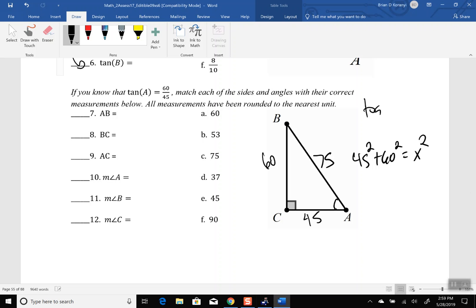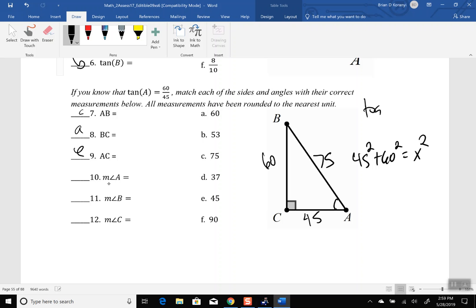And so I can figure all these things out. I might have needed that, might have not. AB, yeah, I didn't need that. AB is 75. BC, that would be 60, so that's A. AC is 45, so that's E.